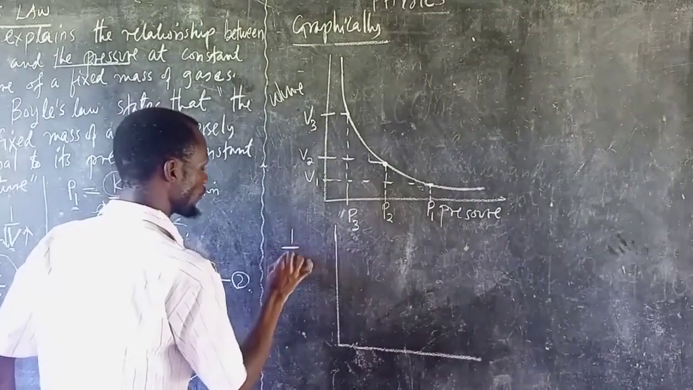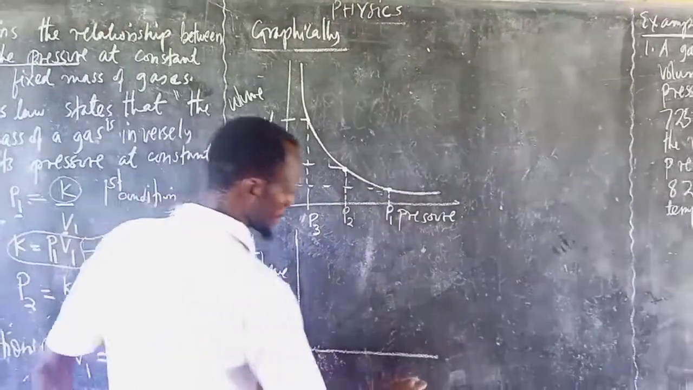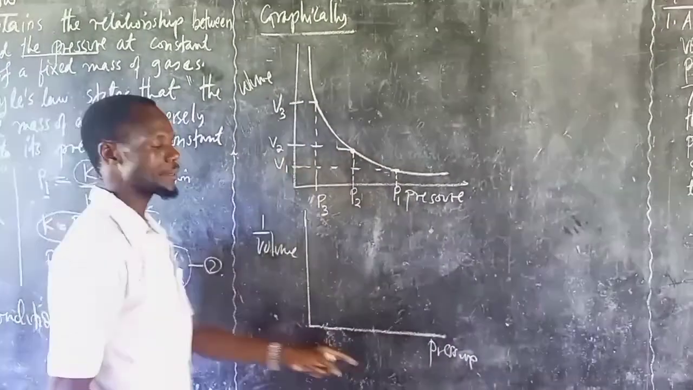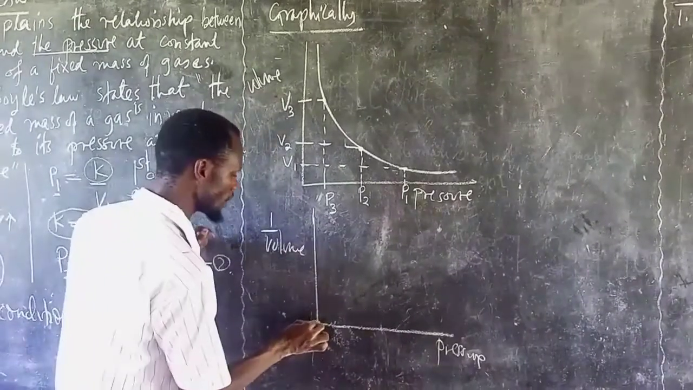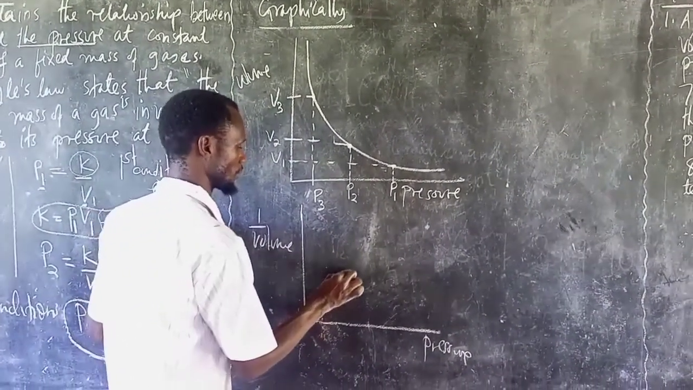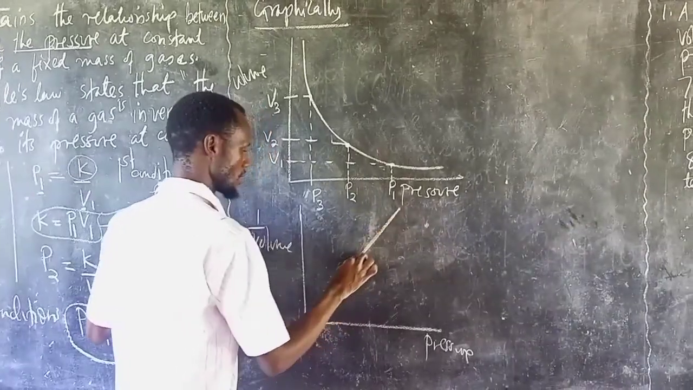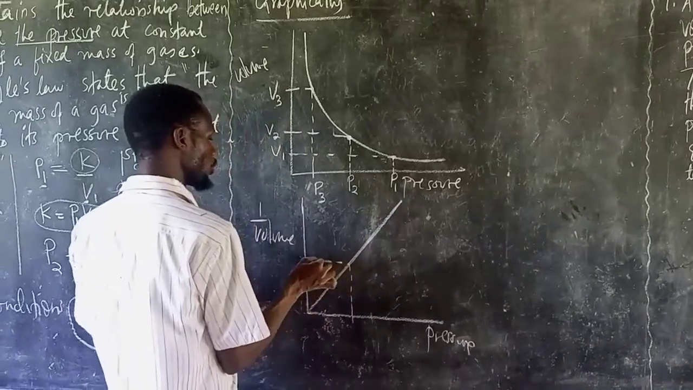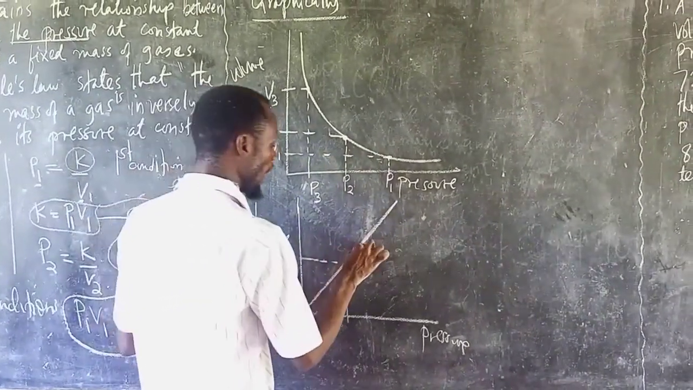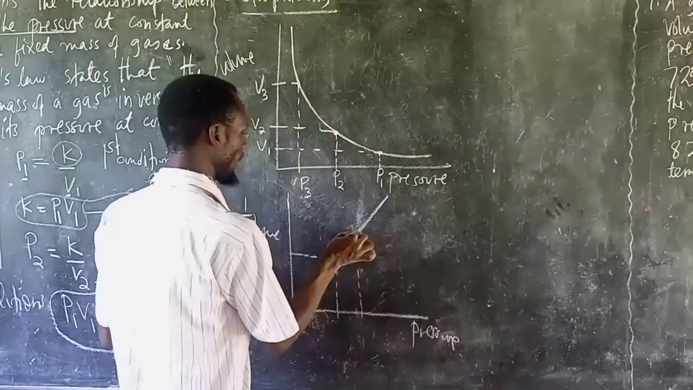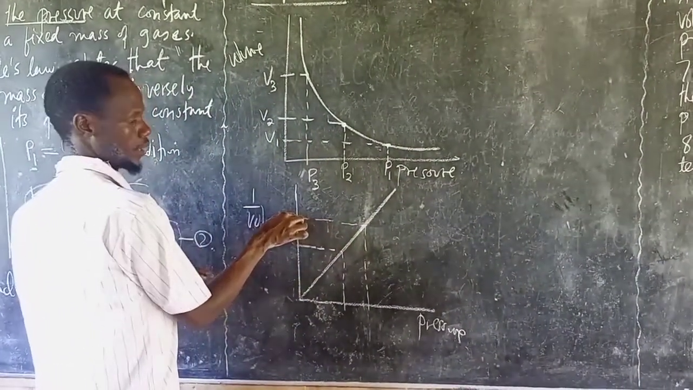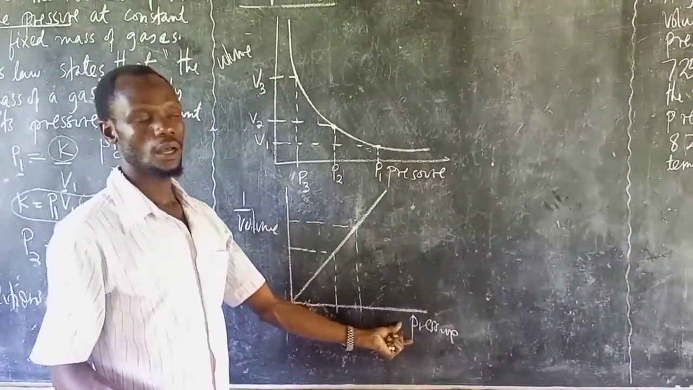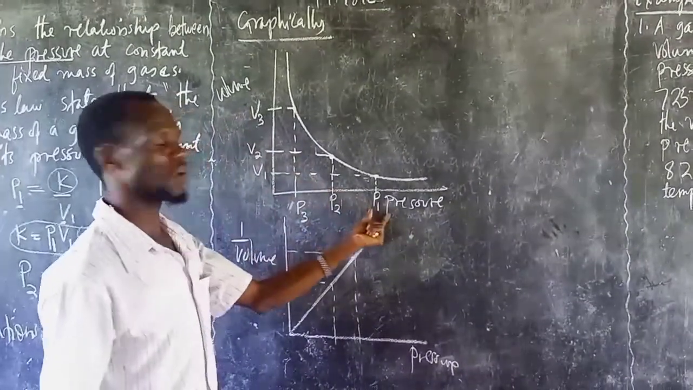Here it is 1 over volume, and here it is pressure. So the graph of 1 over volume against pressure is a straight line. It means when pressure is at this point, 1 over volume is at this point; when the pressure is at this other point, 1 over volume is also at this point. So this is 1 over volume against pressure, and this is volume against pressure.